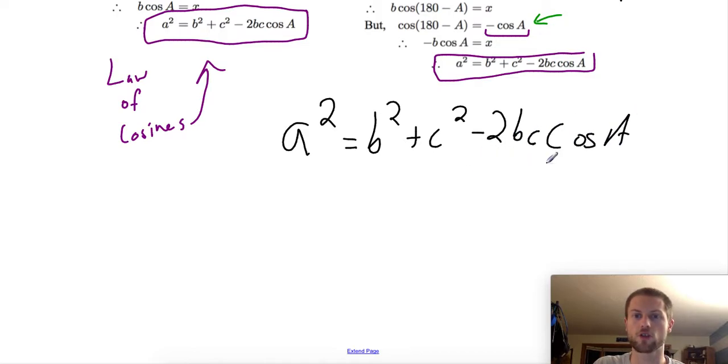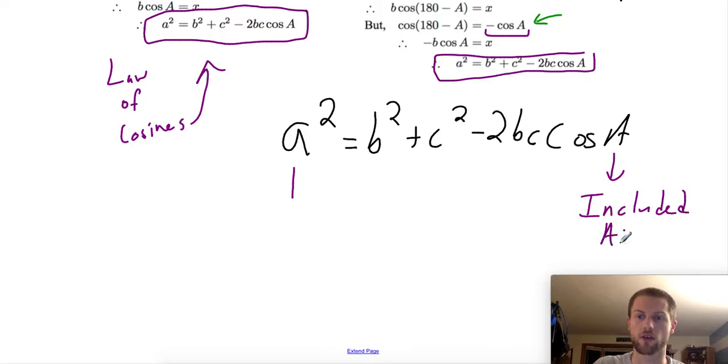We've got this 2bc cosine A, and no longer is it a squared plus b squared equals c squared. No longer are you thinking about a leg and a hypotenuse. That is right triangle stuff. In this case, just think of it as a side and a side and a side. The only thing that you might want to add to this is to think of this A as your included angle.